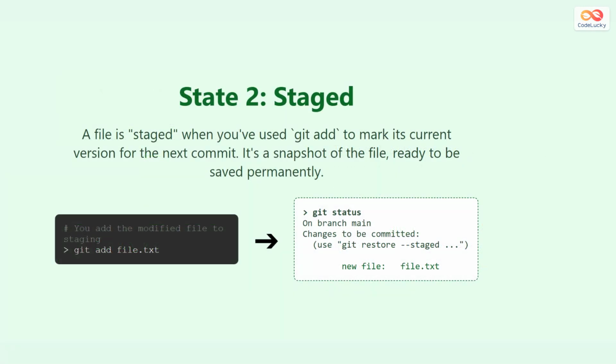Once you run git add on a file, it moves into the staged state. This means Git has locked in that version of the file, preparing it for the commit. If you were to check your Git status now, you would see the file listed under Changes to be committed. If you modify the file again after staging it, the new changes will be considered modified and would require another git add to be staged.